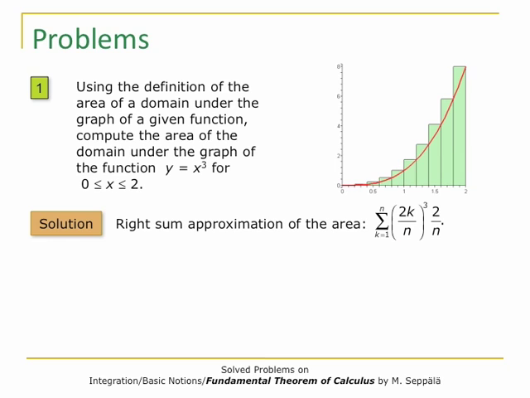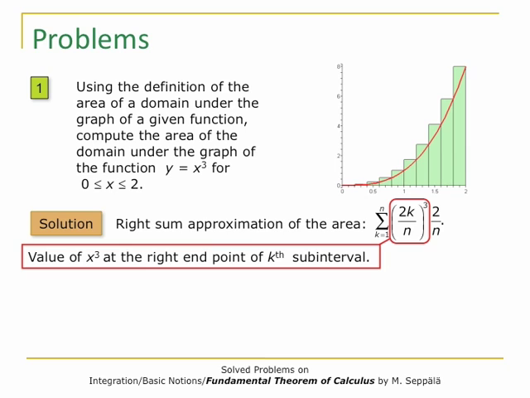2 into n subintervals of equal length. On each subinterval we place the rectangle shown in this picture. The height of the rectangle is the value of the function y equals x cubed at the right endpoint of the subinterval in question. Hence, for the kth subinterval, the right endpoint is 2 times k divided by n. The value of the function at that right endpoint is 2 times k divided by n, cubed. That is the height of the kth rectangle.